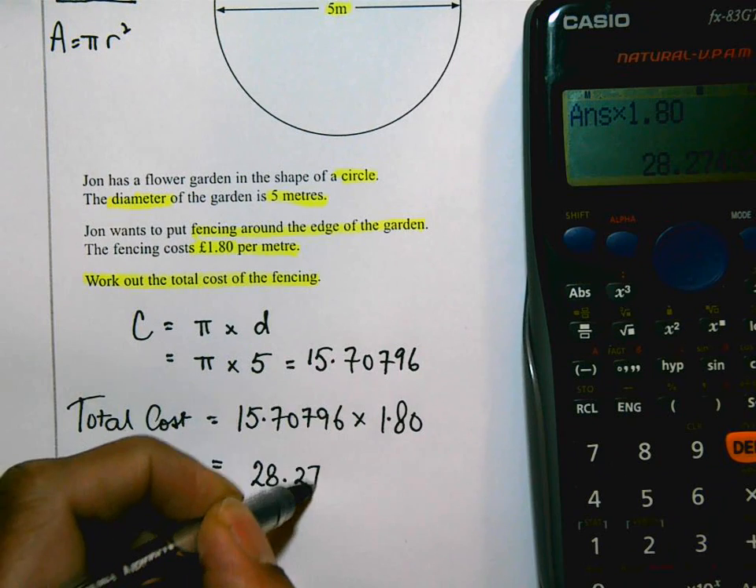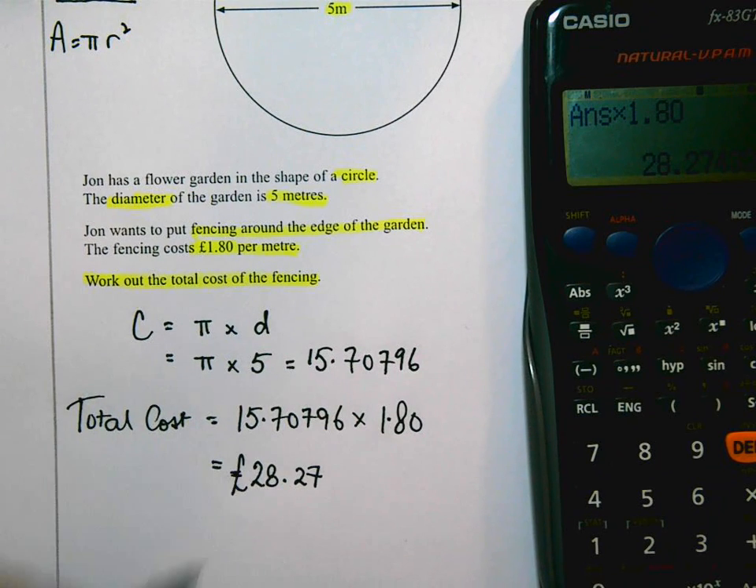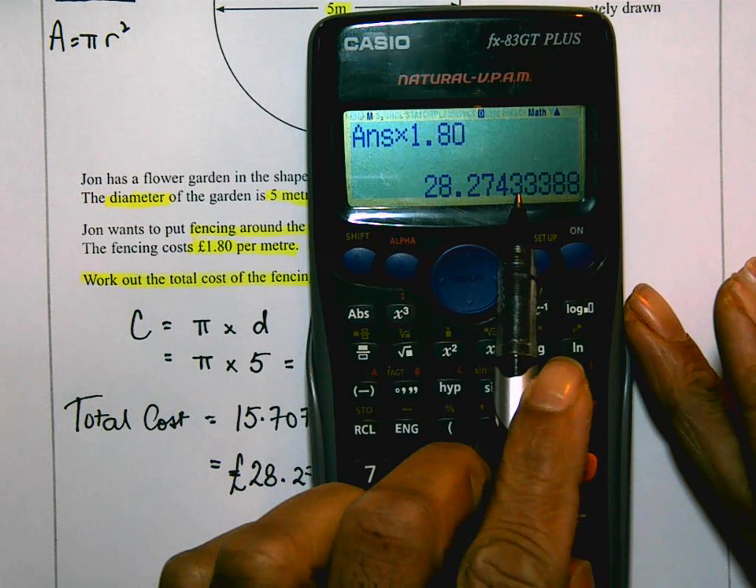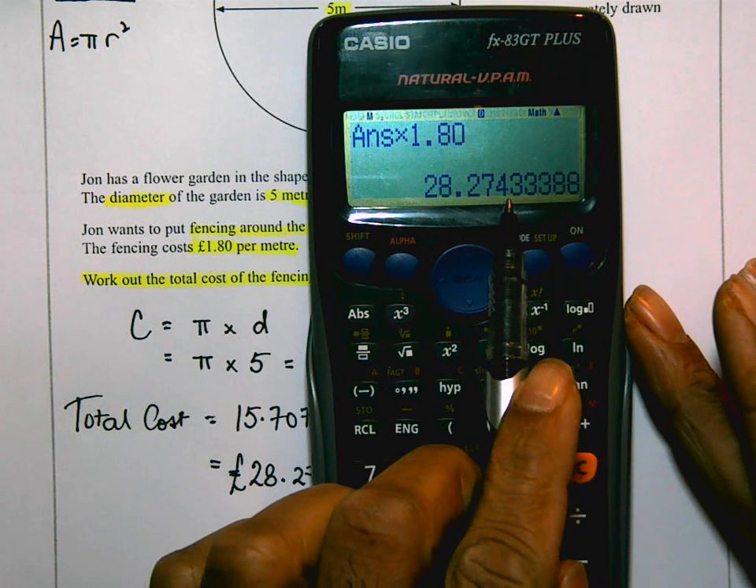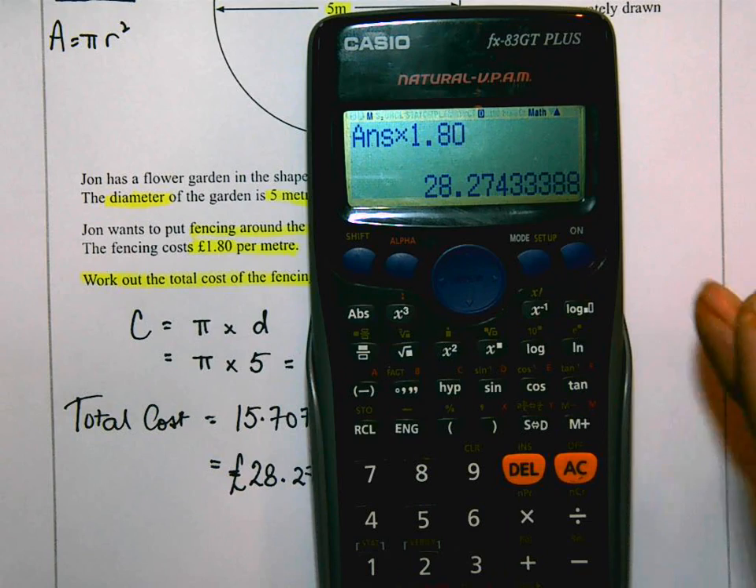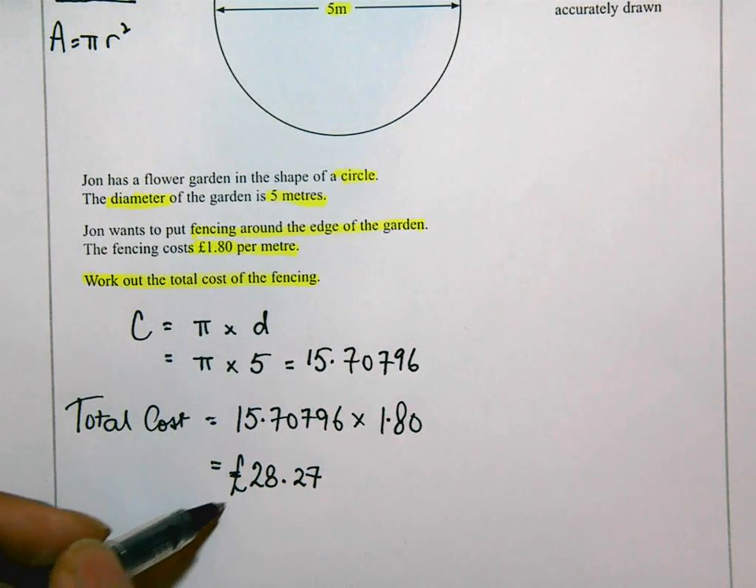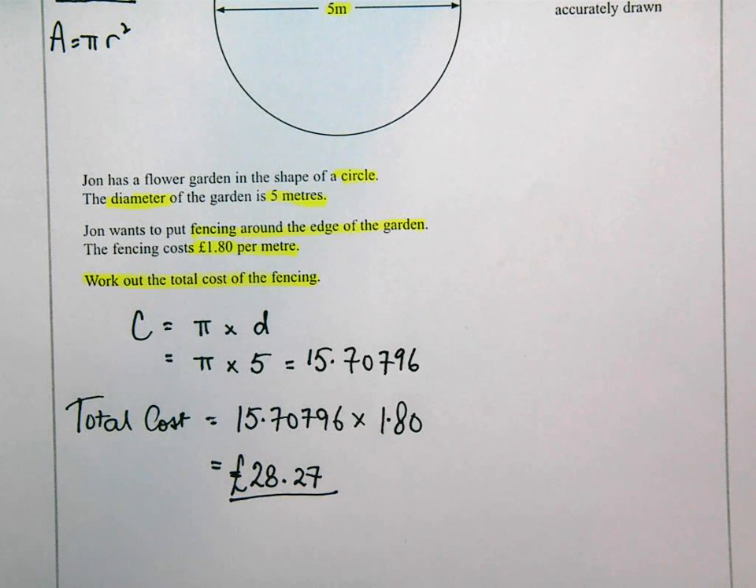But remember, this is money we're dealing in, so I could simply put as my answer £28.27. I don't need to round up there. The number after the 7 is a 4. If it was a 5 or more, then I'd round up. But I don't need to do any rounding there. So £28.27. That's going to be the cost of putting the fence around the garden.